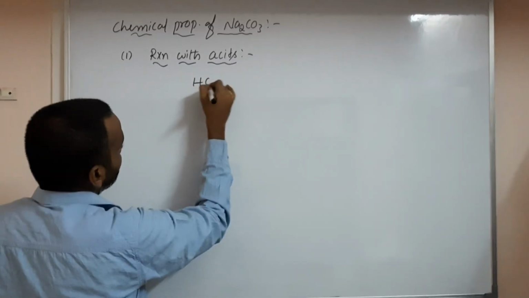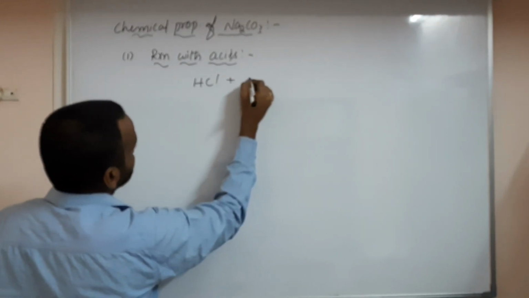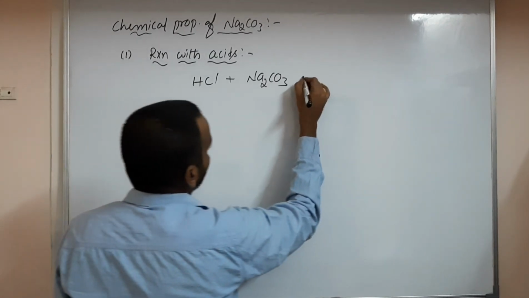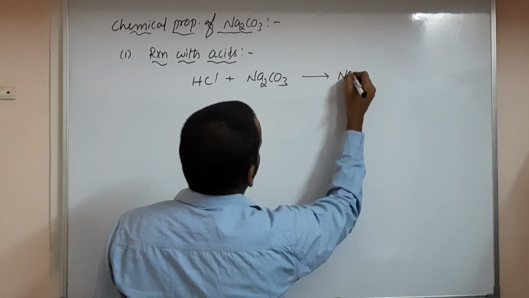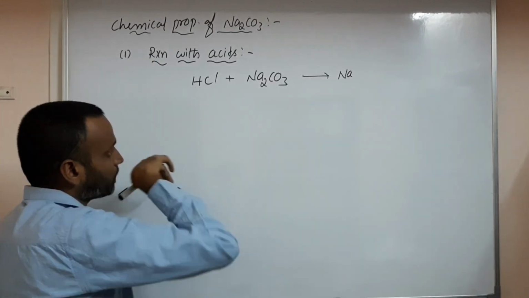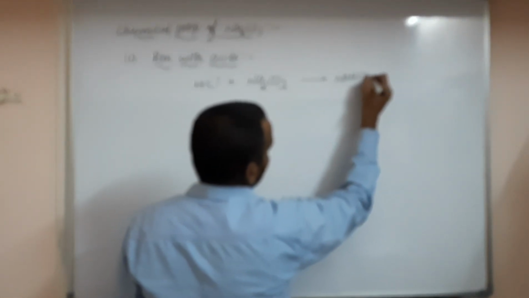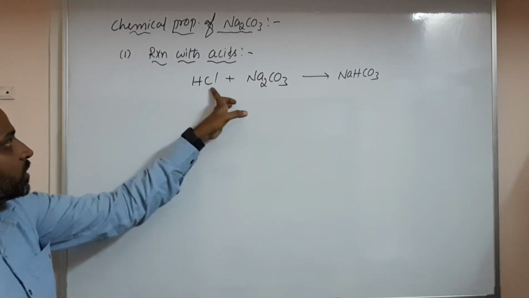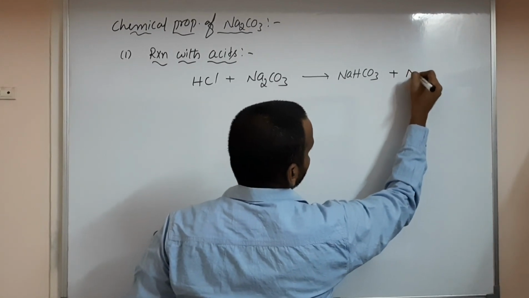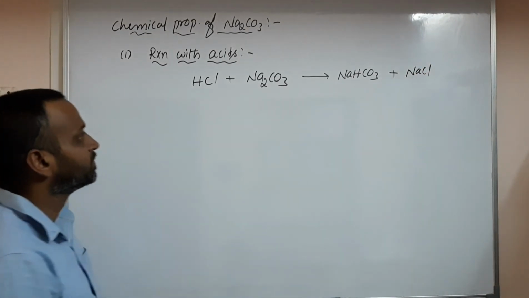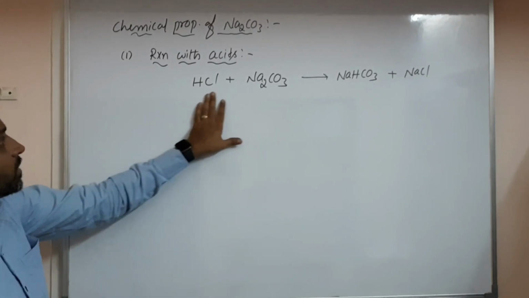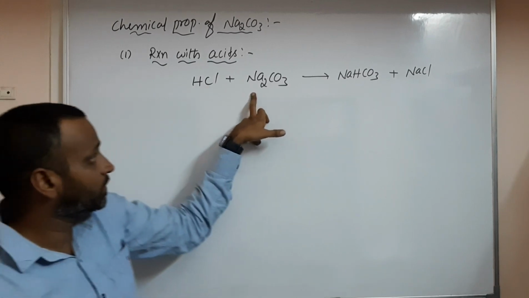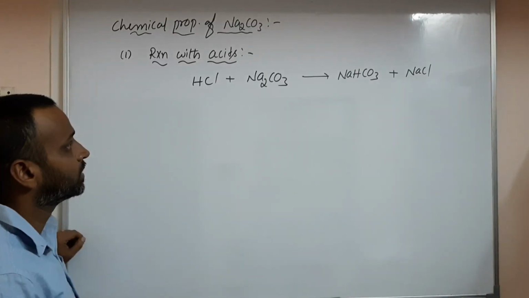Like HCl. HCl with sodium carbonate, what happened? Sodium carbonate properties we are learning. Na2CO3, 2 times you can write, or 1 time if you have, like this. One hydrogen will be replaced, so you will have NaHCO3. Hydrogen is replaced by sodium here. So that means what you are having? NaCl you are having. Okay.